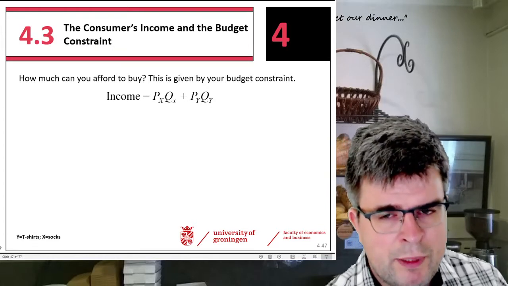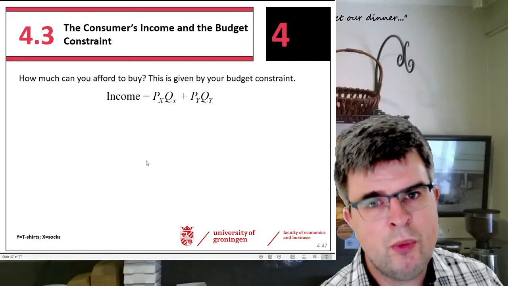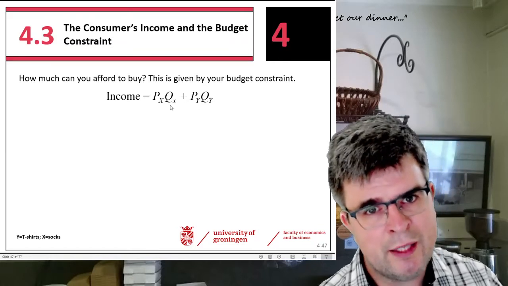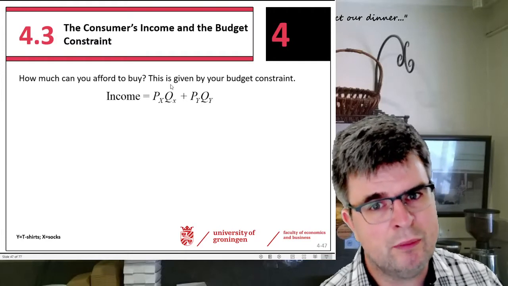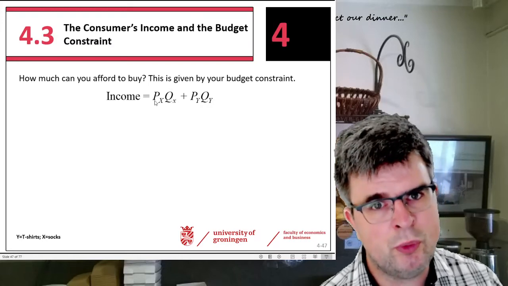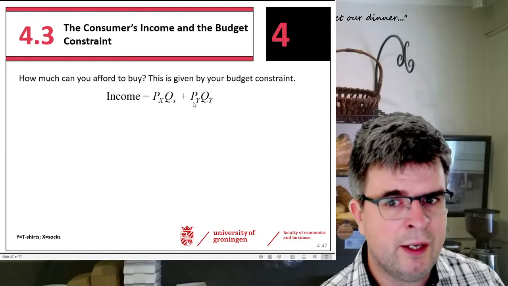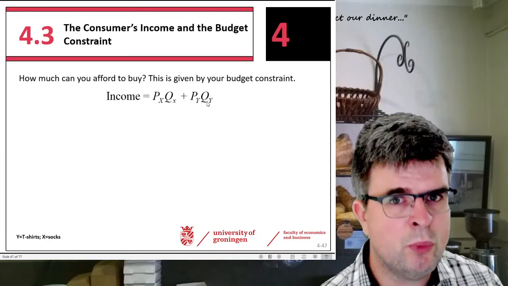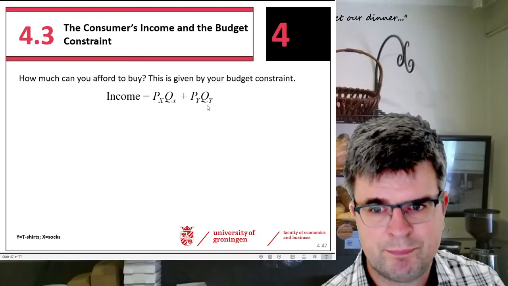So the income can be spent on good X and good Y. So he can buy QX units of good X, and his total expenditures on good X will be the number of units that he buys times the price per unit. And then there's some money left that he can spend on good Y, and in total he can then also buy QY units of good Y times the price per unit.